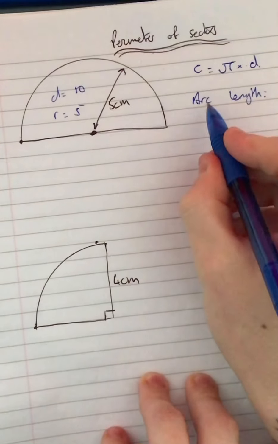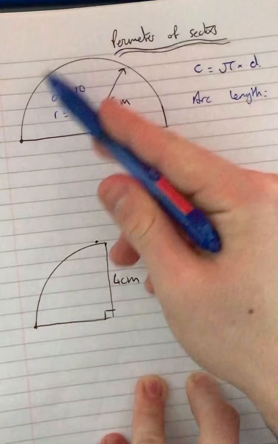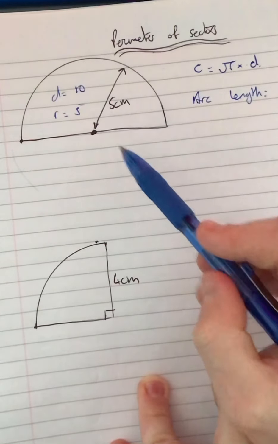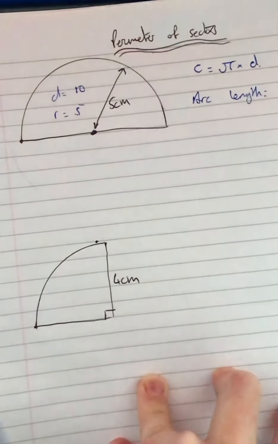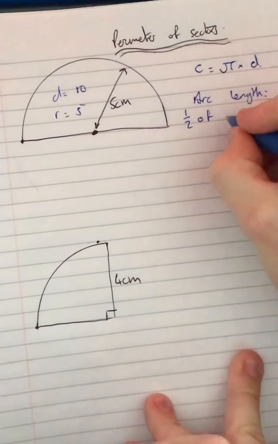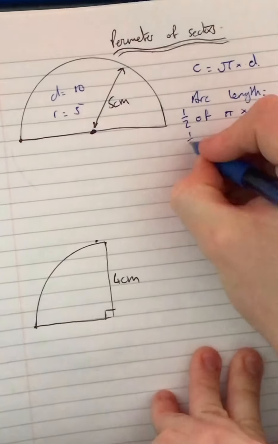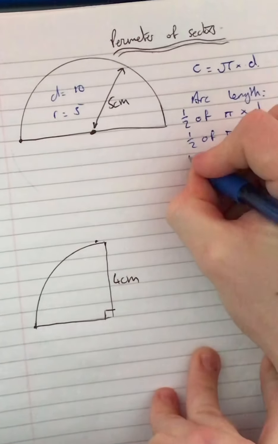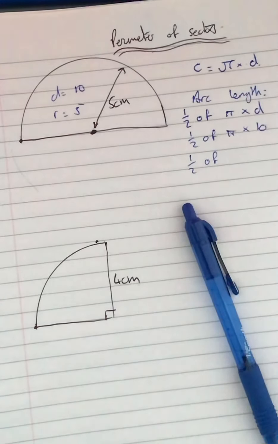Okay, now to find the arc length, we're going to work out the circumference of the whole circle. Okay, if this was a full circle, let's work out the circumference of it. And then we're going to half it because we've only got half of the circle. So we've only got half of the circumference. So, half of pi times diameter because it's a semicircle. So we want half of pi times 10, which is going to be half of, and then I'm going to use the calculator to work that out.